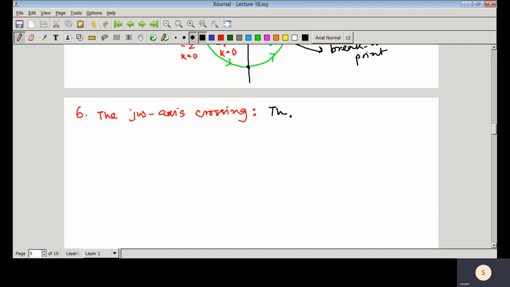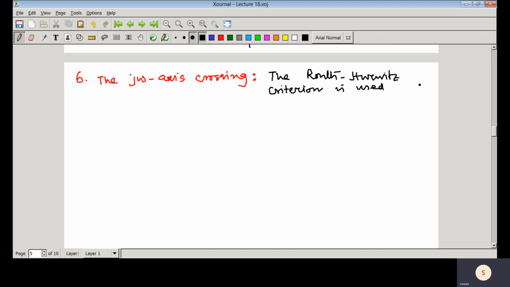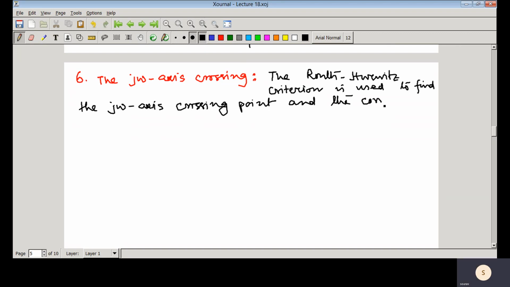So the Routh-Hurwitz criterion is used to find the j omega axis crossing and the corresponding gain K.